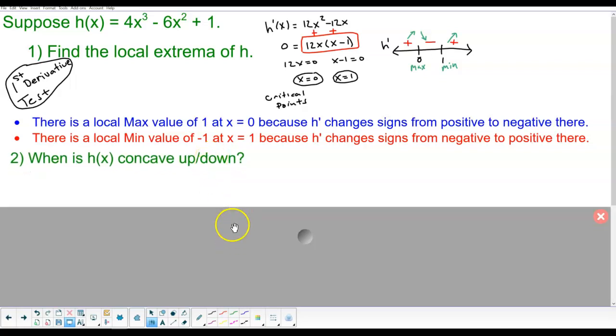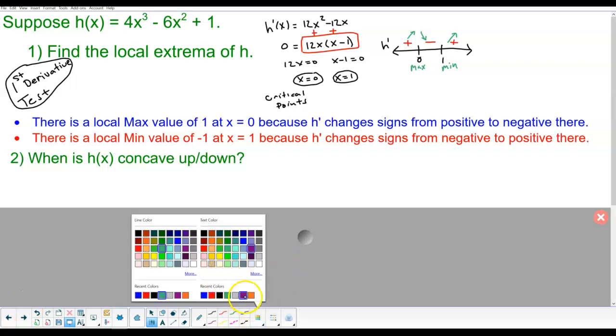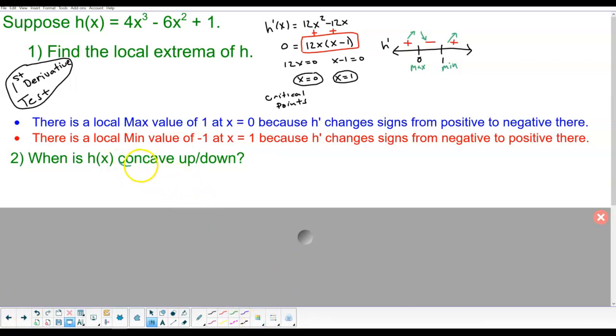Okay. Now we want to answer the question, when is h concave up and concave down? So to solve this problem, if you know it, go ahead and try it. If not, you might want to take a look back in your notes. But go ahead and hit pause and try this.